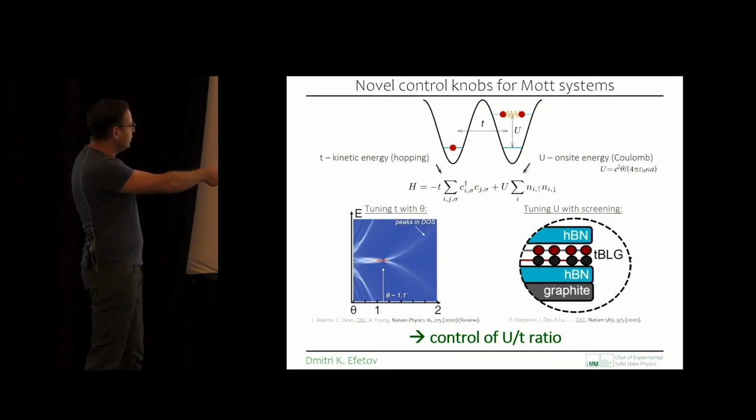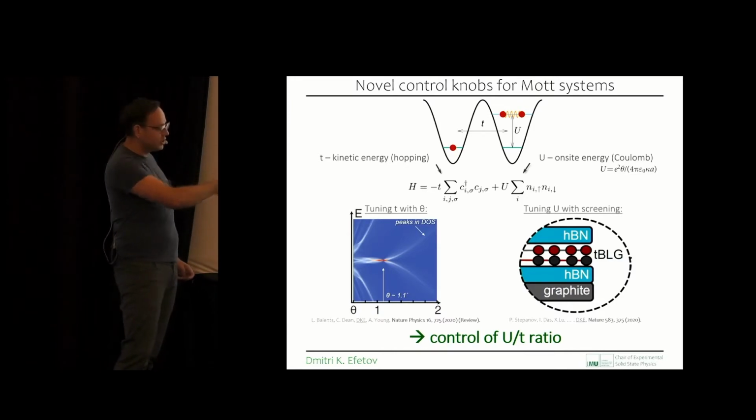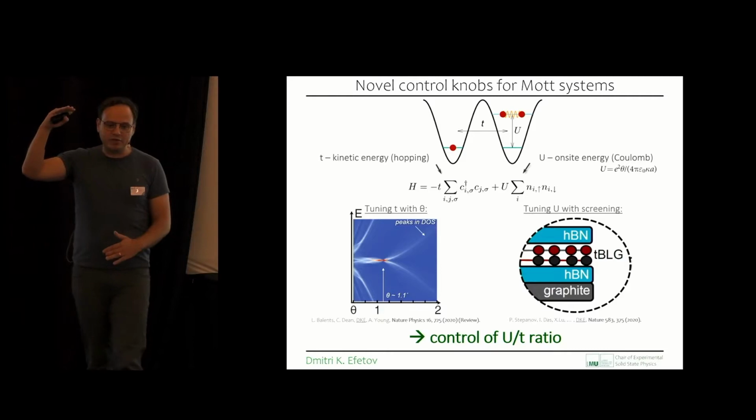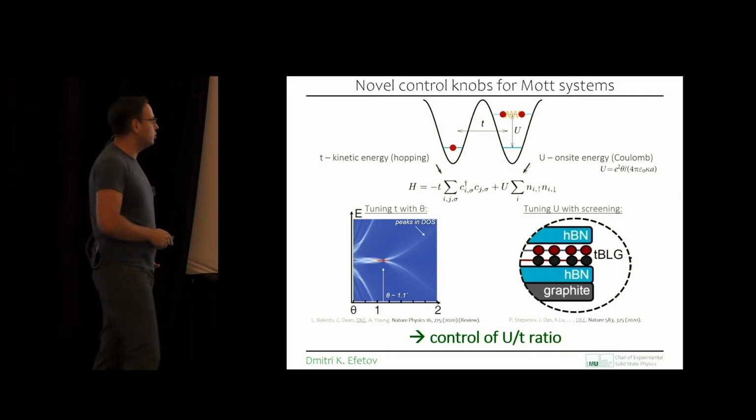And the twist angle is really the density of states, and the bandwidth is the smallest at around 1.1 degrees. But if you move away a little bit in either direction, the bandwidth becomes bigger again, and therefore kinetic energy becomes bigger. So we can really control kinetic energy with this term.